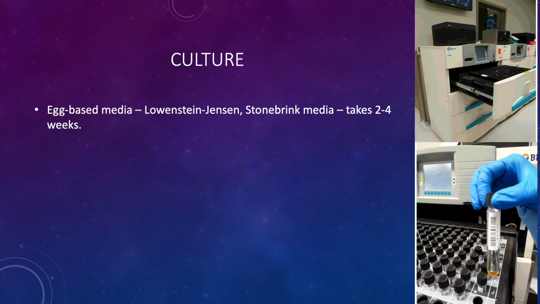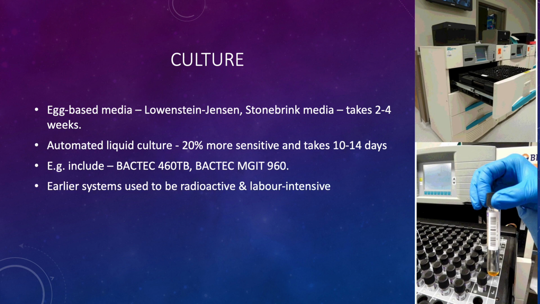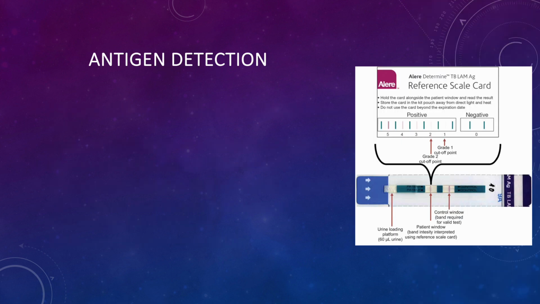Culture: there can be egg-based media, Lowenstein-Jensen LJ media, which takes at least 2 to 4 weeks. ALC, automated liquid culture, is 20 times more sensitive and takes only about 2 weeks; it includes Bactec 460 TB and Bactec MGIT 960. Bactec 460 TB used to be radioactive and labor intensive, whereas 960 uses a ruthenium pentahydrate oxygen sensor, which is non-invasive and non-radiometric. So WHO at present recommends the use of both.